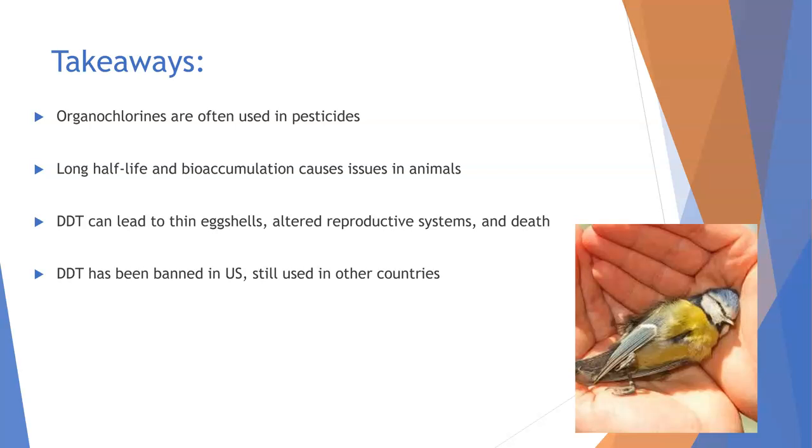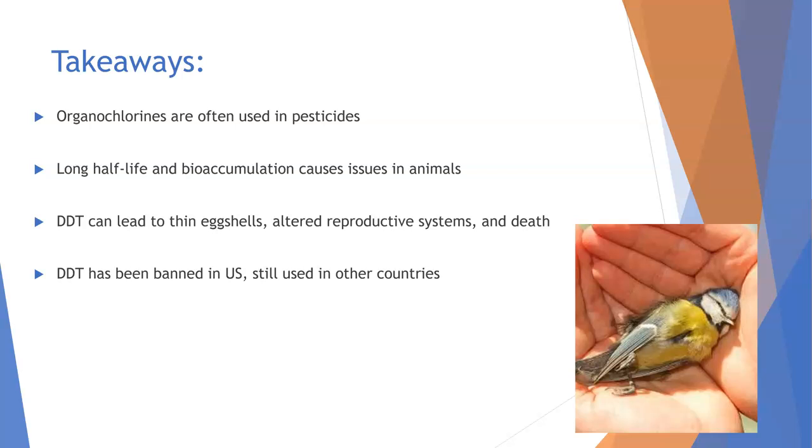So the main takeaways from this are that organochlorines are often used in pesticides, and even though DDT is really no longer used, the other ones that are present, such as atrazine, which is still a really common one, can still lead to issues, but just to a lesser extent. And that's primarily caused by the long half-life and the bioaccumulation that you can see, because that's just a chemical characteristic that all of these organochlorines have. And as I mentioned, DDT can lead to thinner eggshells and then altered reproductive systems and ultimately death.